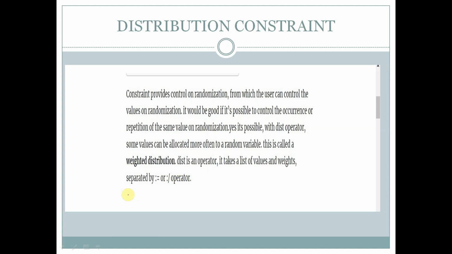In this video, we are going to discuss distributed constraints. Constraints provide control on randomization, from which the user can control the values on the randomization. It would be good if it is possible to control the occurrence or repetition of the same value on randomization. Yes, it is possible.